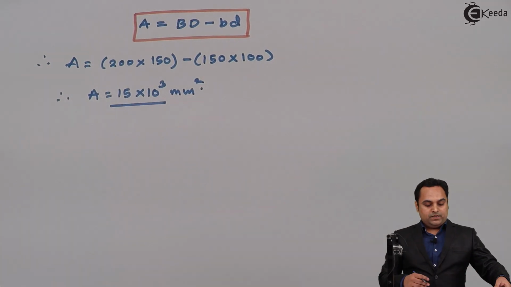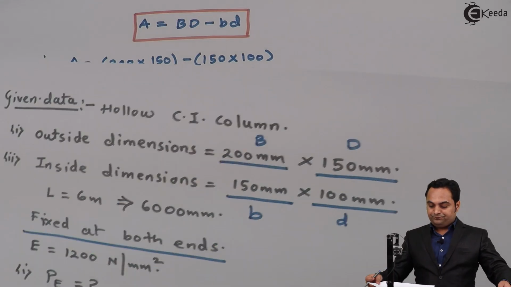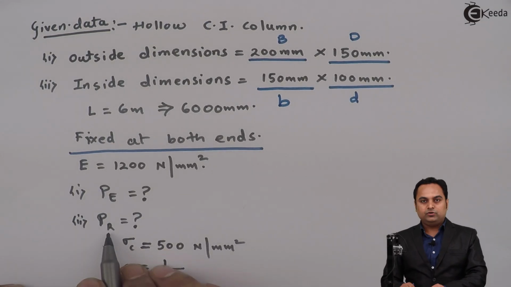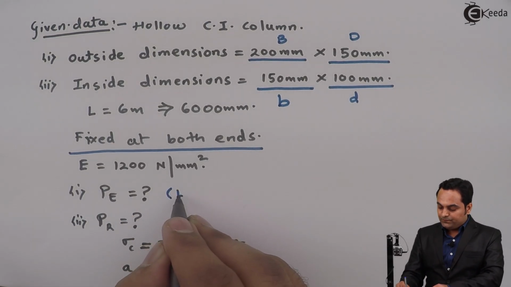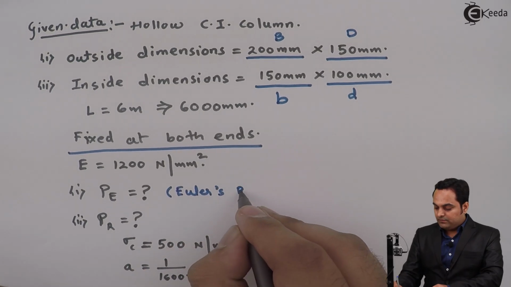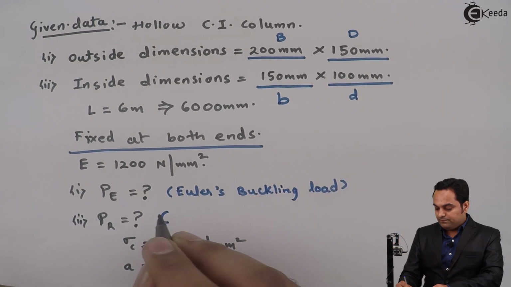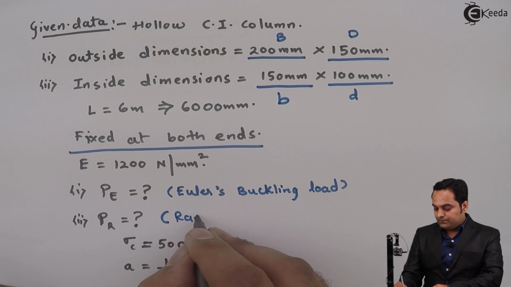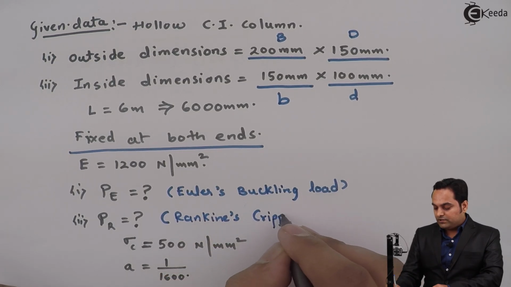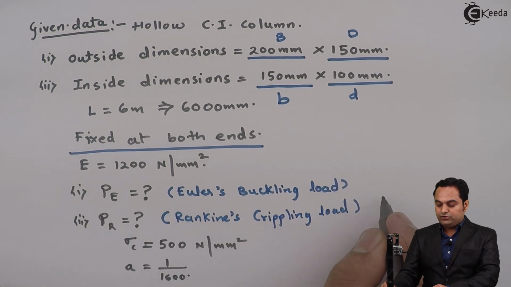Now, after getting the area, as we have seen in the question, we have to find out both Euler's load and Rankine's load. This P suffix E is Euler's buckling load, and P suffix R is Rankine's crippling load. Both buckling and crippling are the same. So we have to find out first Euler's buckling load.